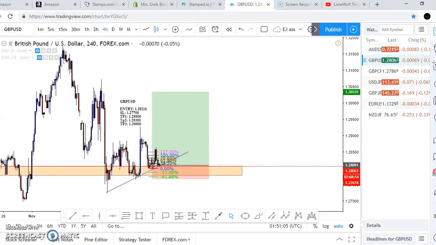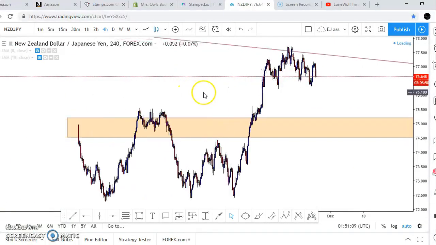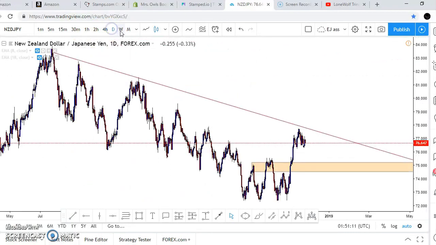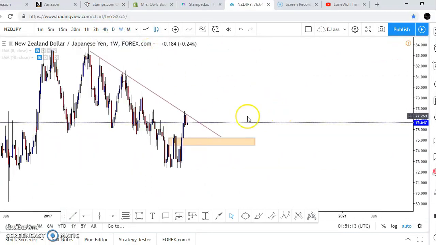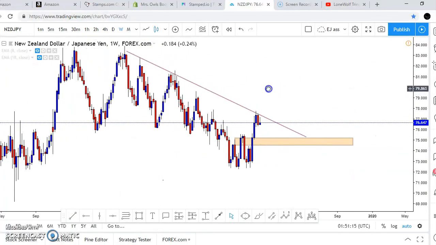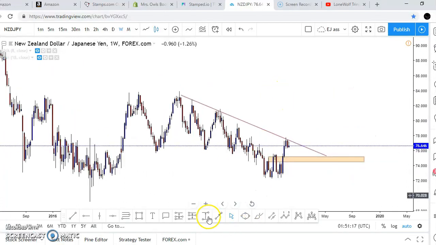Alright, so that's AU. Let's take a look at GU. Let's take a look at NJ. NJ is a little bit easier. We're actually on NJ sells right now. So, what's going on with NJ? We have a few things going on with NJ.